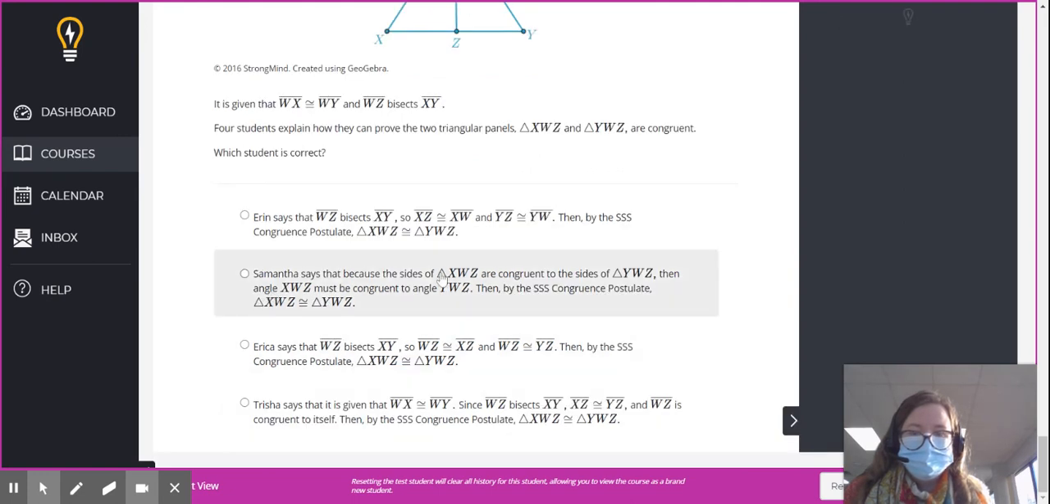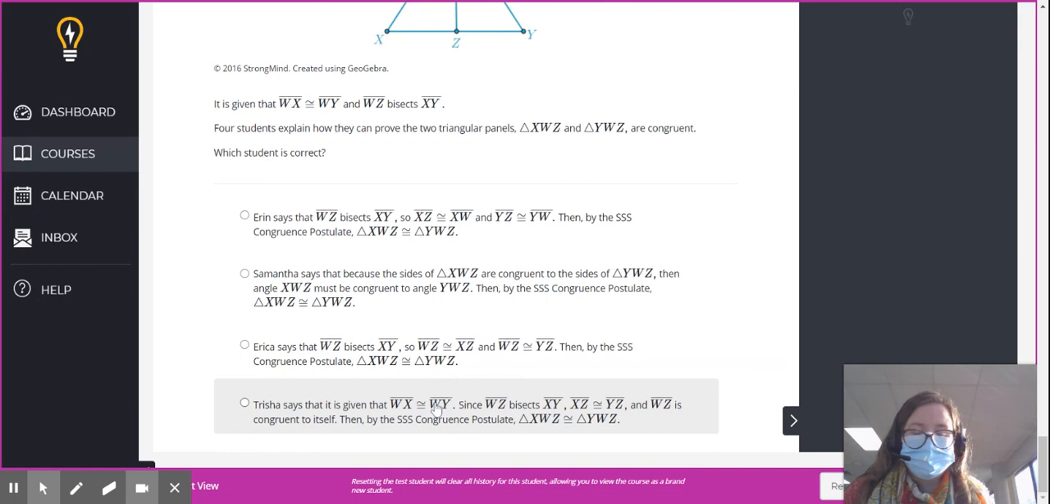Samantha says that because of the size of the triangle are congruent, do we know? She wants to prove how the two triangular panels are congruent. So it doesn't say that they're congruent, so we can't do that. So let's do this one. YZ bisects XY. So WZ is congruent to XZ. Nope. Okay, let's see.